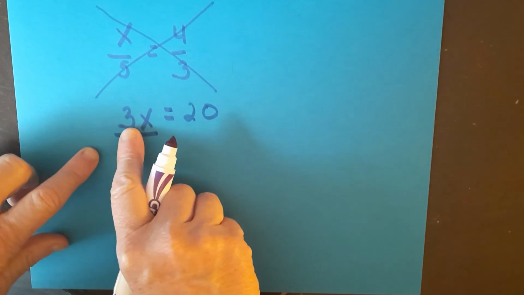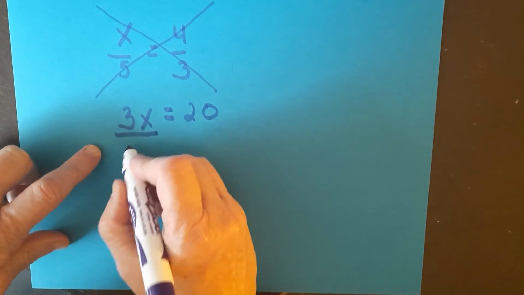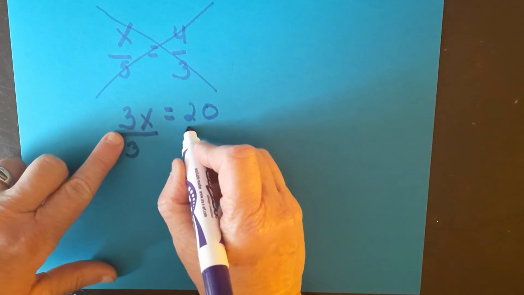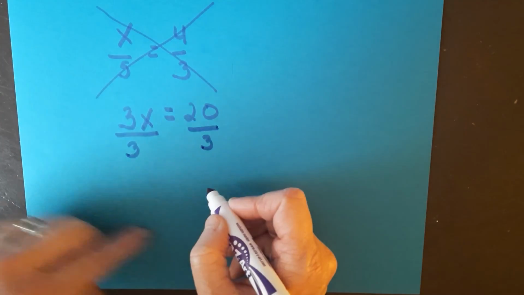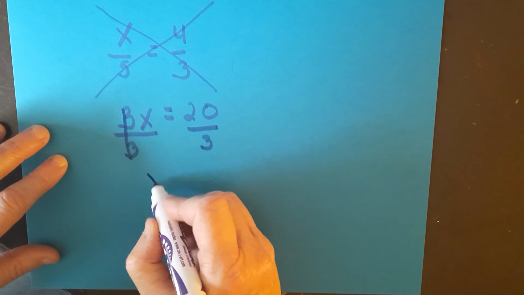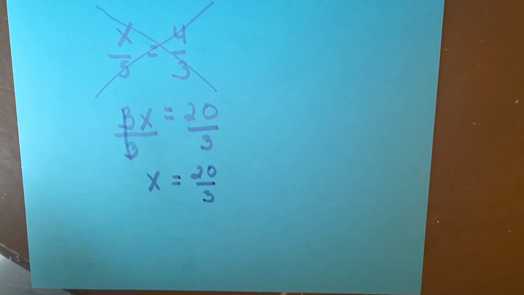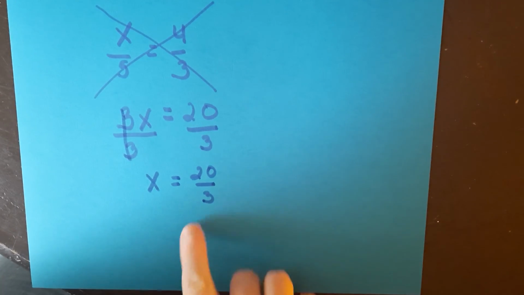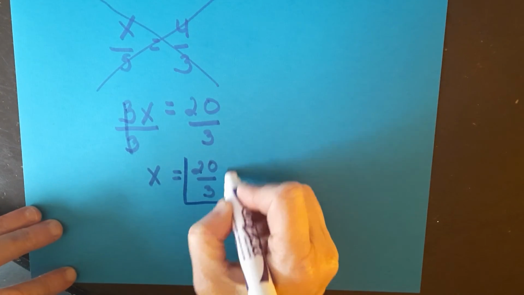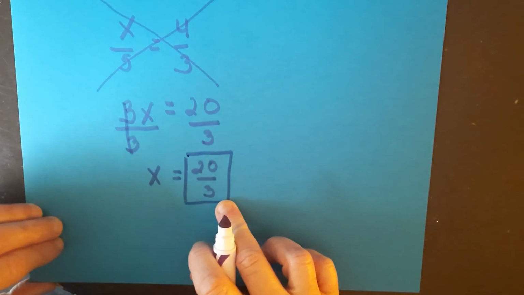X is being multiplied by 3, so in order to get rid of the 3, we need to divide it by 3. And if we divide this side by 3, we have to divide this side by 3. The 3's cancel out, which leaves us x equals 20/3. 20/3, which we can leave it. That could be our answer, 20/3, because it's reduced all the way.